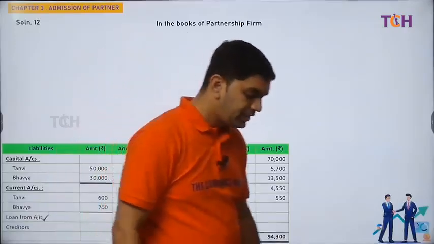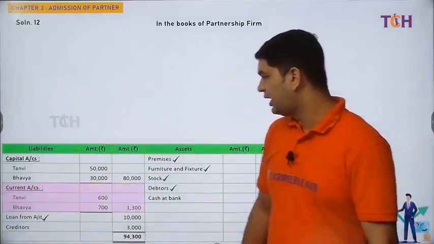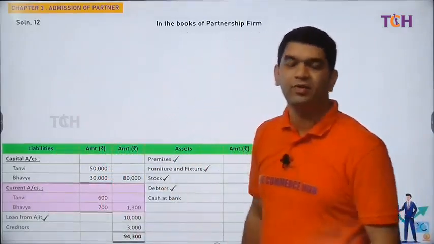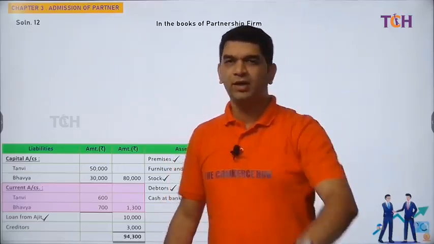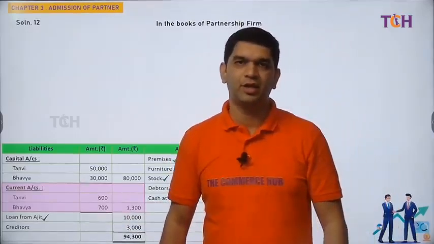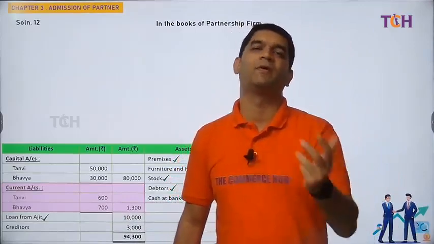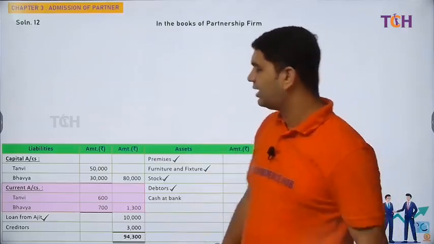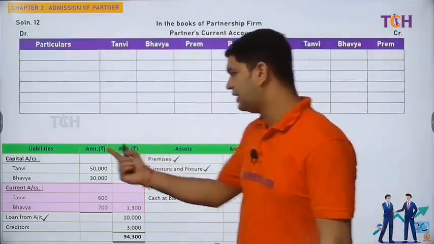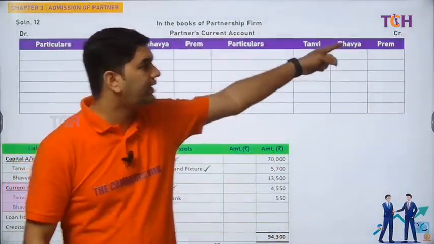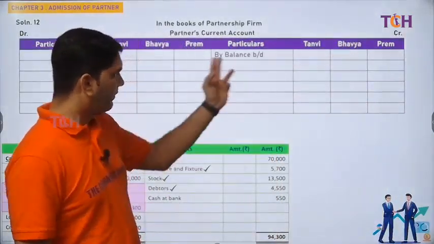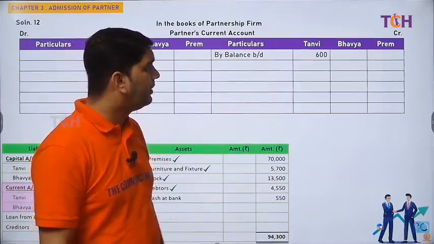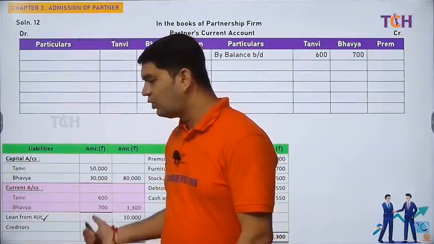What first do we have? Firstly, on the asset side we are having premises, but before going for the actual solution, like I have told you, whatever ledger accounts we have, we're going to write opening balances for those ledger accounts. For revaluation account or profit loss adjustment account, as it is a new account, we don't have any opening balance. For current account, we're going to write opening balance. Obviously current account is on the liability side, so we're going to write it on the credit side of current account. By balance brought down, Tanvi is having 600 and Bhavya is having 700 as an opening balance.